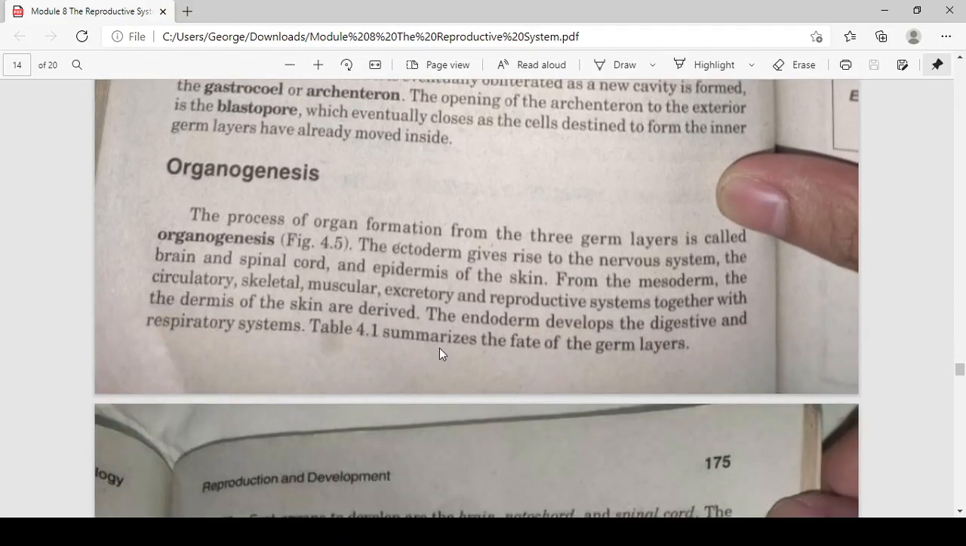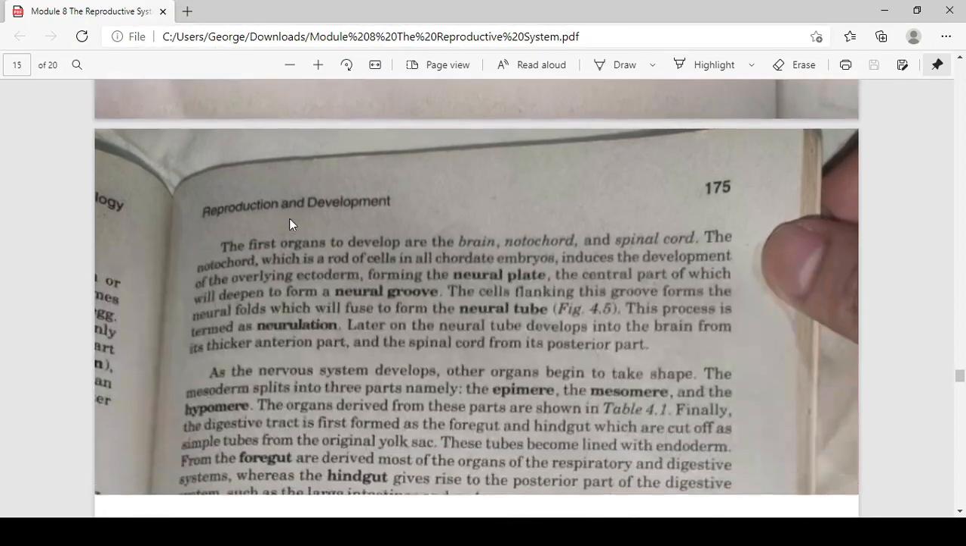Next, you have your organogenesis. Kids, ang tandaan nyo lang din sa organogenesis, it is the process of organ formation from the 3 germ layers. You do not need to memorize all this complicated stuff sa organogenesis. You just need to memorize the process of organ formation from the 3 germ layers. What is it called? That is called your organogenesis.